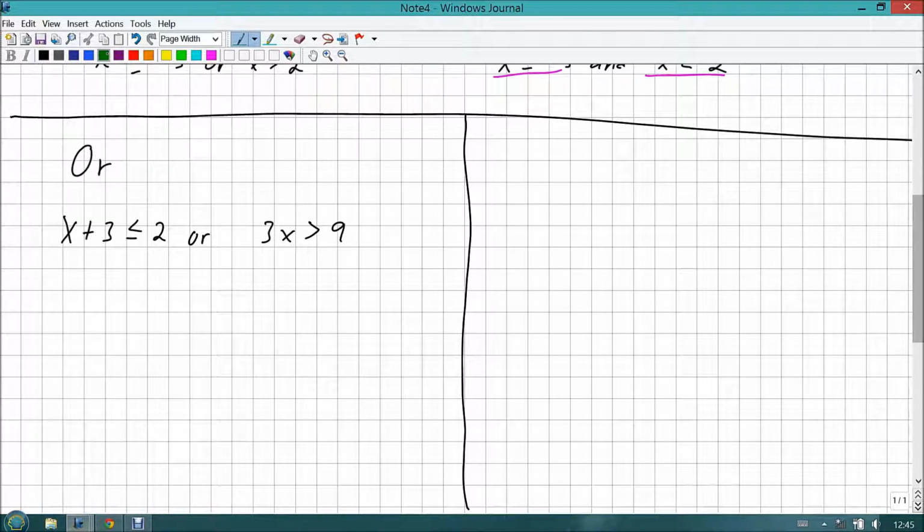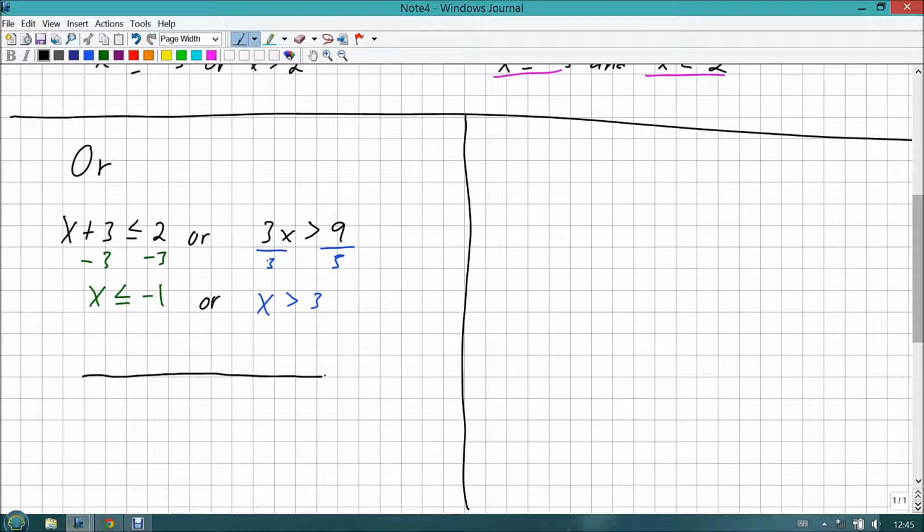To solve an OR means that you have to do both of them. So I'm going to start by solving this equation. The x plus 3 is less than or equal to 2. To do that, I would subtract 3 from both sides, and I would have x is less than or equal to -1. And then for the other one, I see that I have a 3x hanging out, so I'm going to divide both sides by 3 or multiply both sides by 1/3, whichever you prefer. And I end up with x is greater than 3. So I have a case where x is greater than 3 or x is less than or equal to -1.